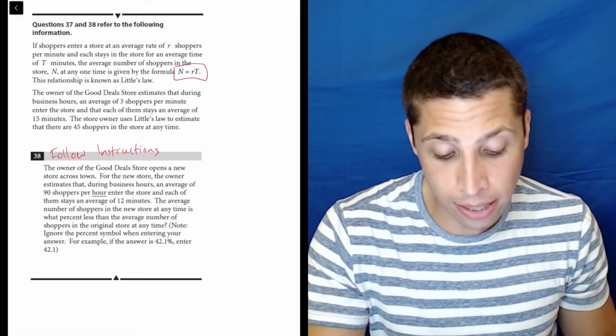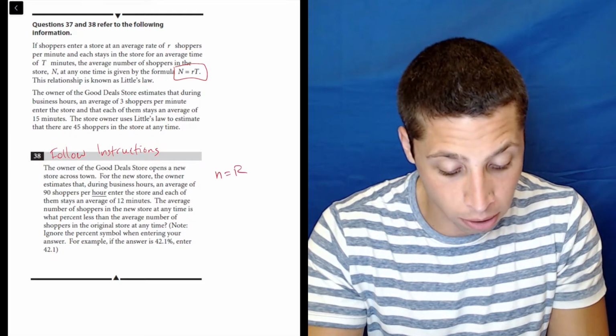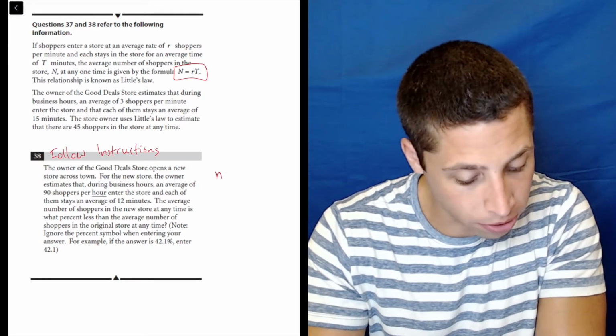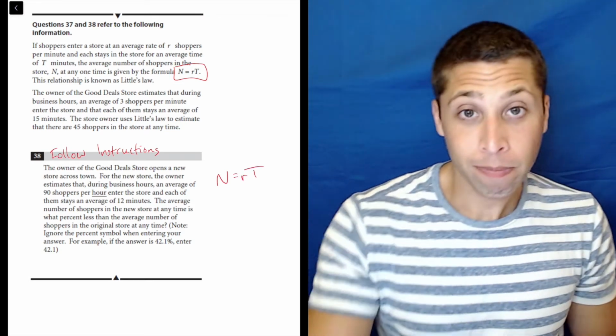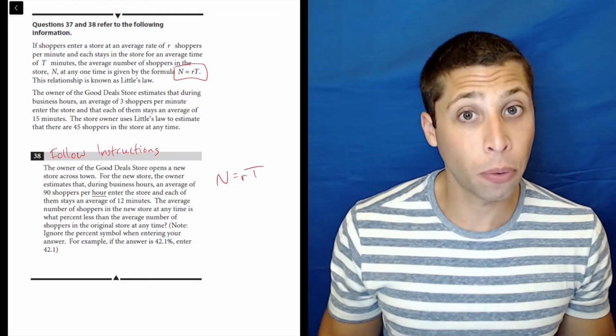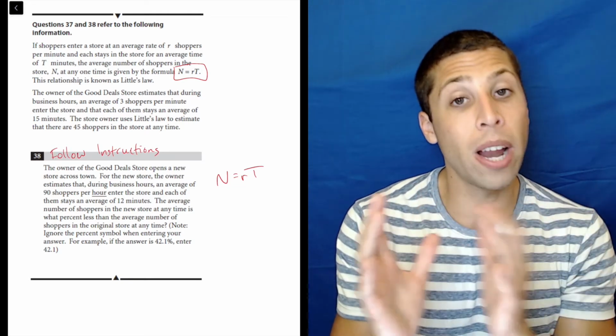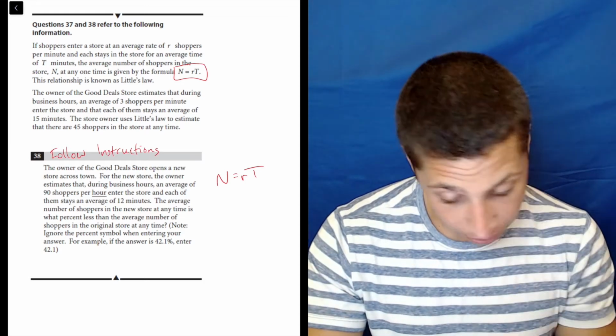So this N equals RT. We're definitely going to use this. N equals RT. And just like for 37, the units are going to be very helpful for us because they keep us aware of where the numbers are supposed to go. So if we look at this, there's a new store.